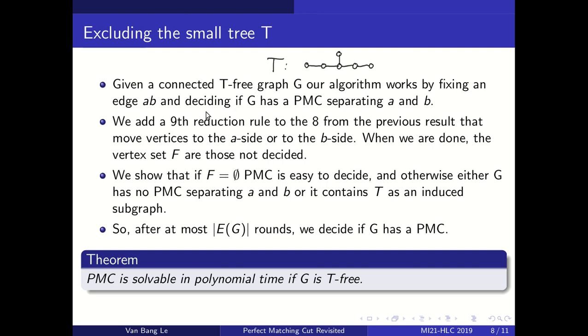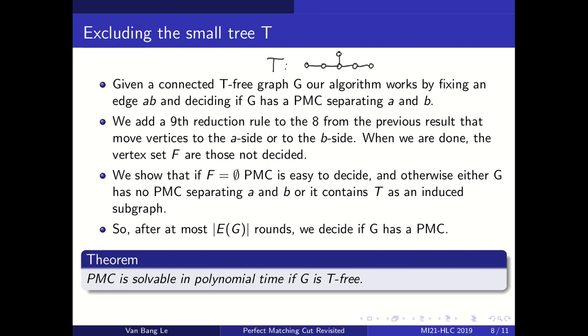And what we do is we add a 9th reduction rule to the 8 that we had on the previous result that actually do this movement of vertices over to the A side and movement of vertices over to the B side. And when we are done, then none of these reduction rules can be applied anymore. Then we call by F the set of vertices that have not been decided, whether they should belong to the A side or the B side.